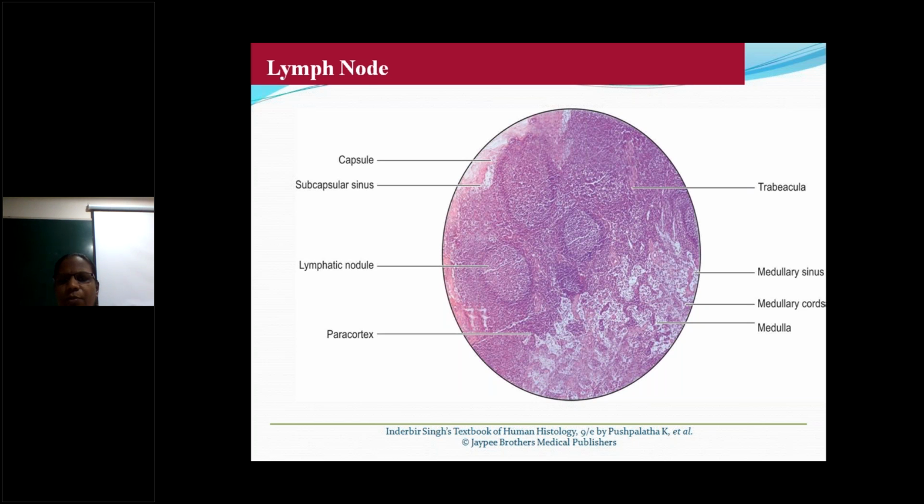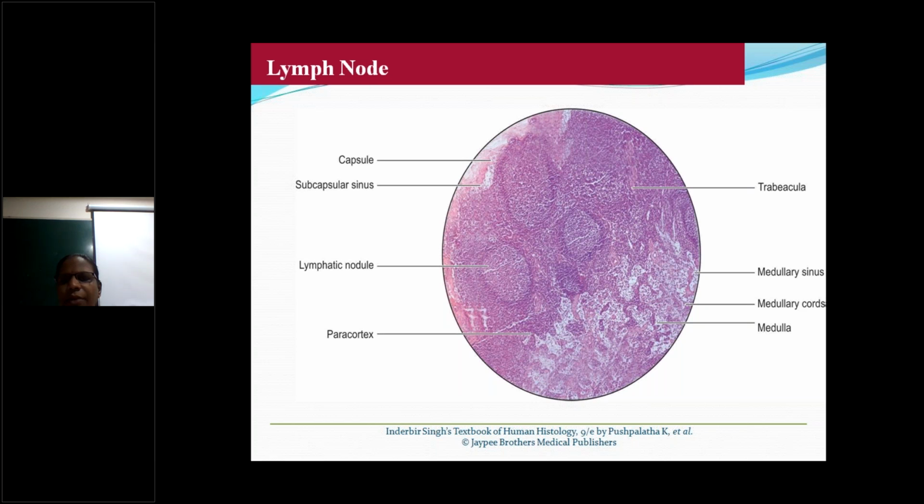That's all about the lymph node. Capsule, cortex, medulla. The capsule is fibrous connective tissue. Trabeculae are present. Subcapsular sinus is present. The cortex contains a number of lymphatic nodules. In between the cortex and medulla, the paracortex is present. The paracortex contains a large number of T lymphocytes.